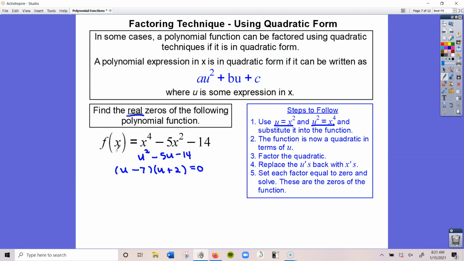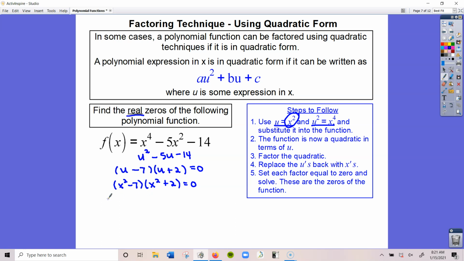Now remember that this equation is in x, so once you have it factored, we're going to replace u back with the x's. U represents x squared, so I would rewrite this back as x squared minus 7 and x squared plus 2. This is a difference, but 7 is not a perfect square, so I cannot keep factoring this. And we're adding, not subtracting, so I can't keep factoring this either. So this is completely factored.